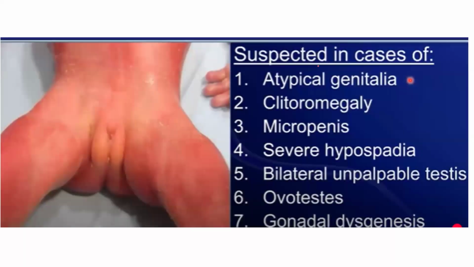So when do you suspect ambiguous genitalia? When they have atypical genitalia, or if the clitoris is too big, or if the penis is too small, or they have a penis but a very severe hypospadia, or they have a scrotum but testes are not palpable, or they have a gonad with some portions ovary and others testes, what is known as an ovotestis, or if they have gonadal dysgenesis.